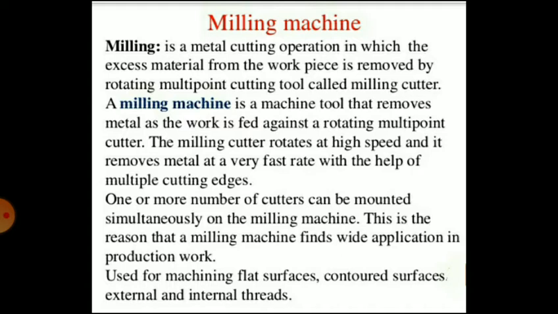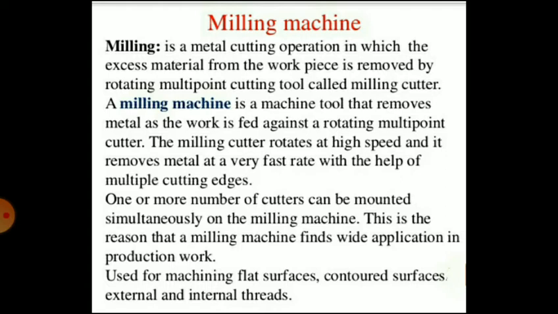So the principle that is used in a milling machine is that the work is fed against a rotating multipoint cutter. The cutter rotates at a high speed, and because of multiple cutting edges, it removes metal at a very fast rate. One or more cutters can be mounted simultaneously on the milling machine. This is the reason that the milling machine finds wide application in production work.